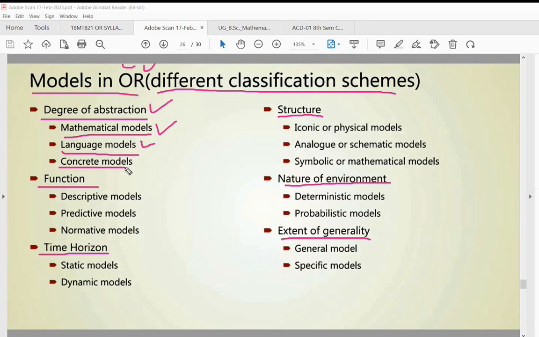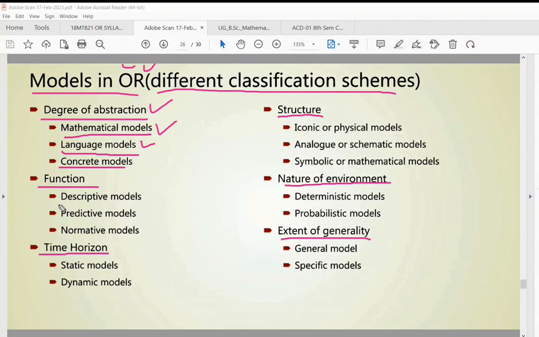Then the concrete model, which has a combination of two or three types of operational models. Those are called a concrete type of model. It might have both a mathematical model with respect to a language, or another type of algorithm which has to be implemented in order to get the appropriate output itself. These are most commonly used in almost all applications.